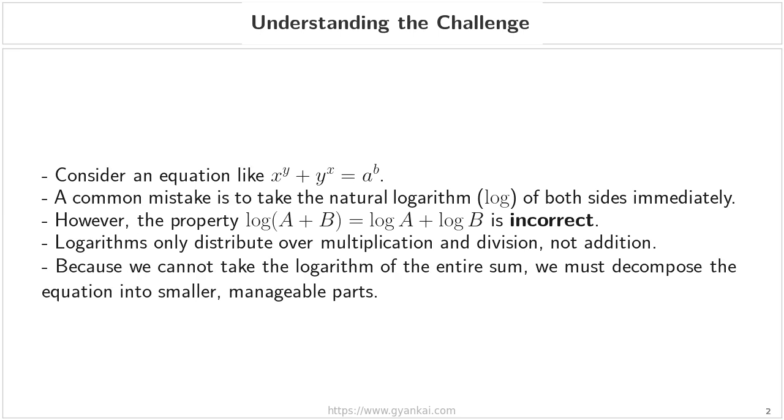Because we cannot take the logarithm of the entire sum on the left side, we cannot apply the standard logarithmic rules to the equation as a whole. Therefore, we must decompose the equation into smaller, more manageable parts before we can proceed with the differentiation. This brings us to the formal step-by-step methodology, which we will explore in the next slide.